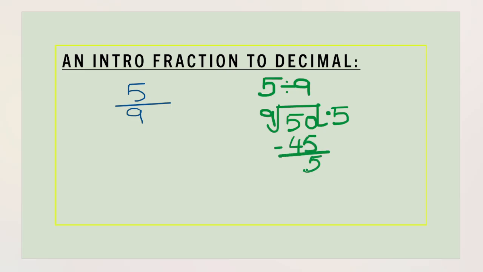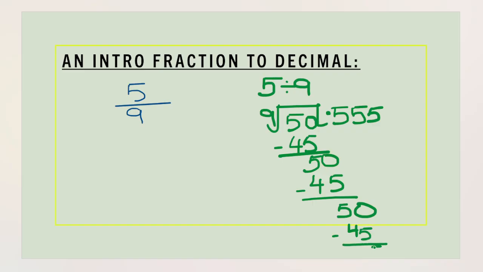leaving behind 5. Again, a free 0. 9 times 5 is 45. Again, leaving you with a 5. Again, a free 0. Again, a 45. You write a 5 here. And if you see carefully, this is going to continue till infinity. We have already talked about it that we need an answer till 2 digits after decimal. So I'm going to say decimal 5, 5.